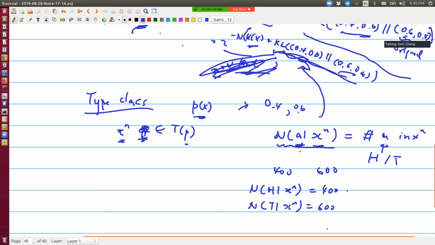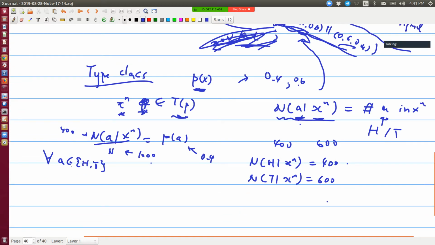Okay, then if we define a type class for a particular distribution P, basically this Xn is in the type class of P if, and it's very intuitive, we want the empirical distribution to be equal to the distribution. So for different outcomes, for example head and tail, the number of heads over the total length of the sequence, which in the last case is 1,000, will be equal to the empirical distribution P hat, like 0.4, and this is like 400. This needs to be true for all outcomes of X.